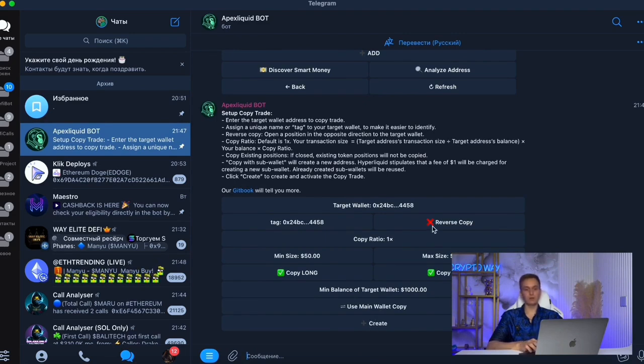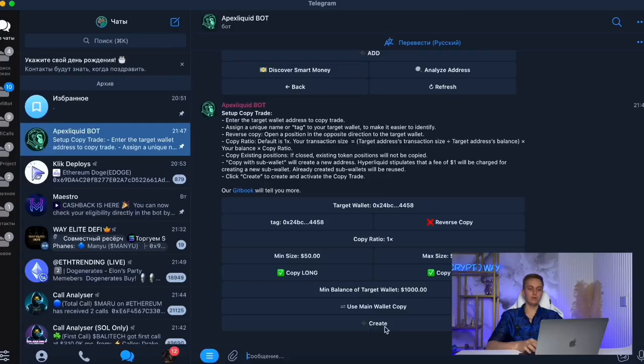But I also want to point out that you can copy wallets in reverse. That is, if you find a losing wallet and see that it consistently closes trades at a loss, you can set up reverse copy trading. That means if the wallet opens a short position, you will open a long position following it. In this way, you can copy trade wallets in reverse, including those of various well-known personalities.